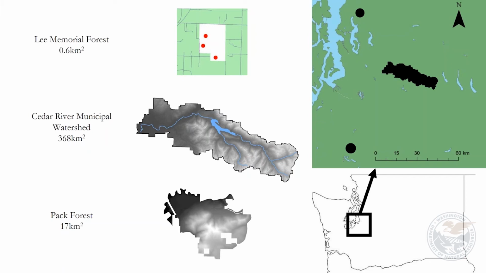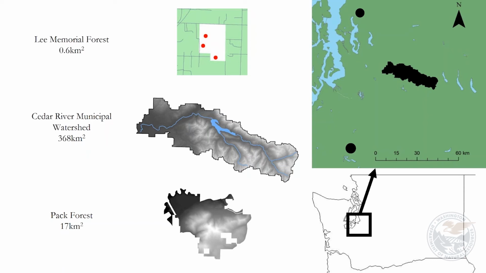And just southeast of Seattle is the Cedar River Municipal Watershed. That's 368 square kilometers. And this, of course, is the source of Seattle's drinking water, or at least the primary source of much of Seattle's drinking water. And this is where a lot of my historical data comes from. Actually, almost all of my historical data comes from the Cedar River Municipal Watershed. And this year I have 9 pairs of traps.